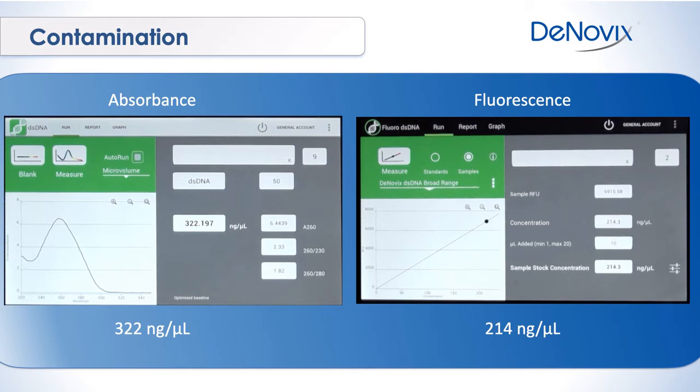The difference between these measurements is due to the fact that this DNA sample has been spiked with RNA. So it has contaminating RNA of around 100 nanograms per microliter in it. Because it's a nucleic acid, and all nucleic acids absorb at 260 nanometers, absorbance can't differentiate between the two, but the fluorescence measurement gives us a very specific measurement for our double-stranded DNA.